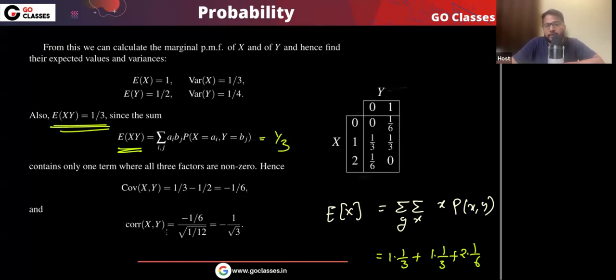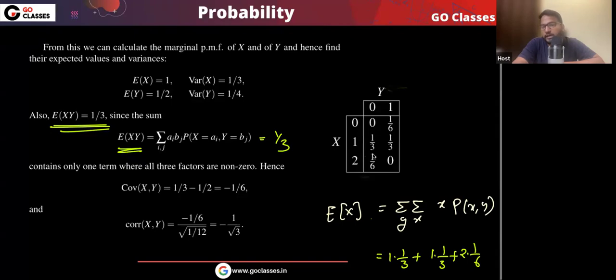Then correlation will be covariance divided by square root of 1 by 3 into square root of 1 by 4, which is square root of 1 by 12. So it is minus 1 upon root 3, which means the correlation is negative. If X is increasing, then Y is decreasing, right? The more red pens you choose, the fewer green pens you choose.